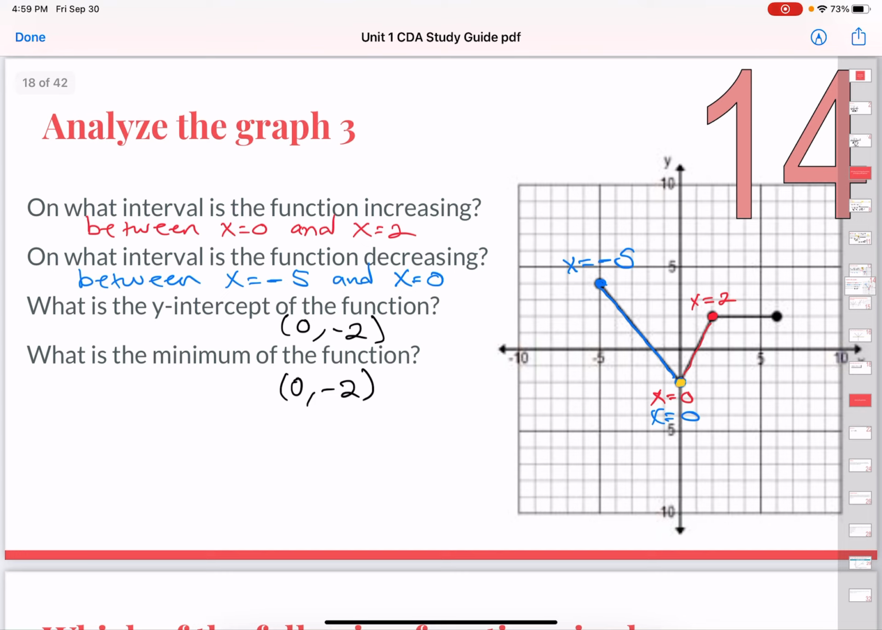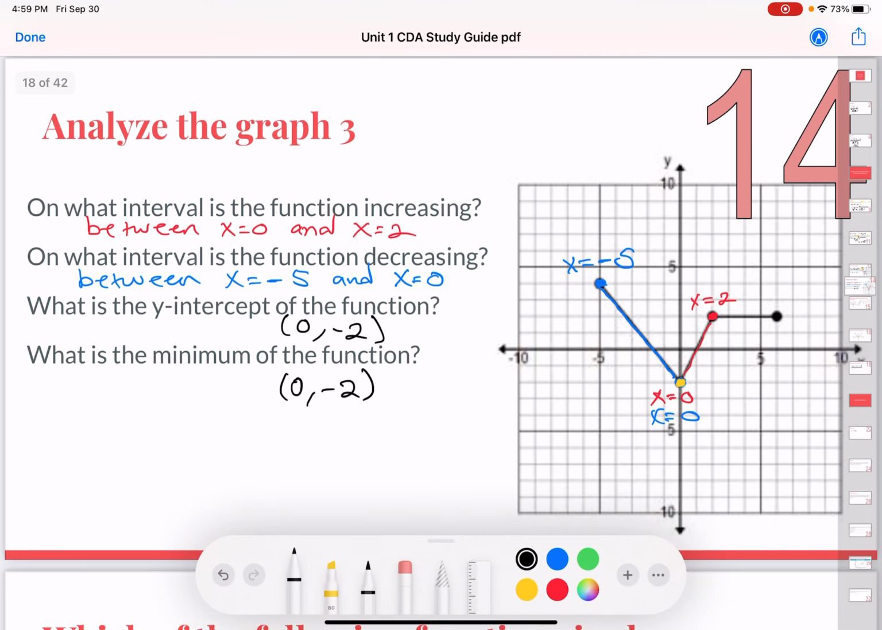All right, cool. I do want to mention that this line over here, we didn't do anything with, but that's because it's neither increasing nor decreasing. It's stagnant between those 2 points. So it stays the same. Like if this was a position versus time graph, that right there would represent staying still.